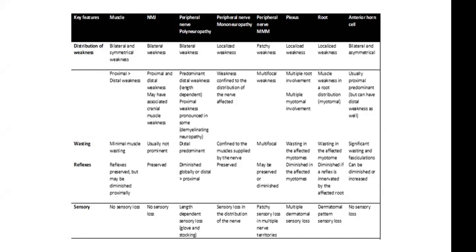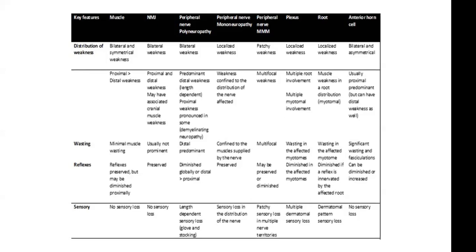Mononeuropathy will always have a neural distribution of motor and sensory involvement. For example, if the ulnar nerve is affected, sensory loss will be in the ulnar nerve distribution only. And the weakness will be predominantly in the small muscles of the hands supplied by the ulnar nerve. So that is called a neural distribution.